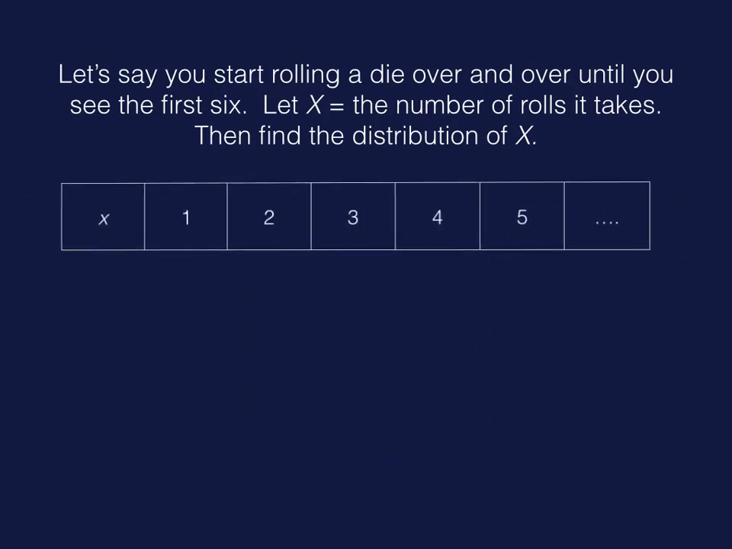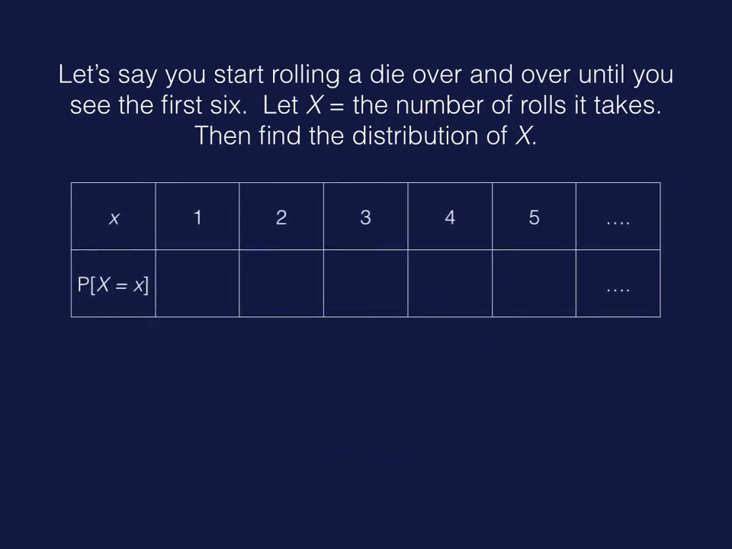Well, it could happen on the very first roll. That's the quickest possible way it can happen. It could take 2 rolls. It could take 3 rolls. It could take 10 rolls. It could take 1,000,000 rolls. It's possible. So this is actually a situation where there's an infinite number of possible outcomes. But mathematically, it's going to be fine. Let's actually find these probabilities.